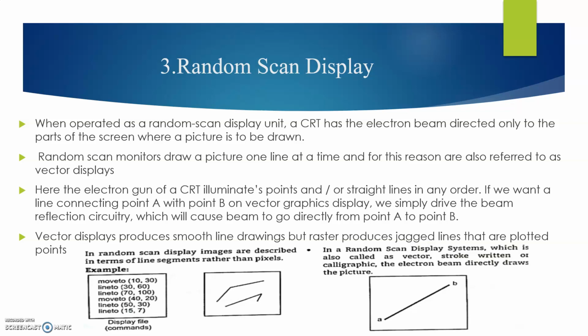CRT can work as random scan or raster scan display. When CRT works as random scan, the electron beam is directed only to the parts of the screen where a picture is to be drawn. In this technique, CRT draws a picture line by line and one line at a time, and hence it is called vector display.